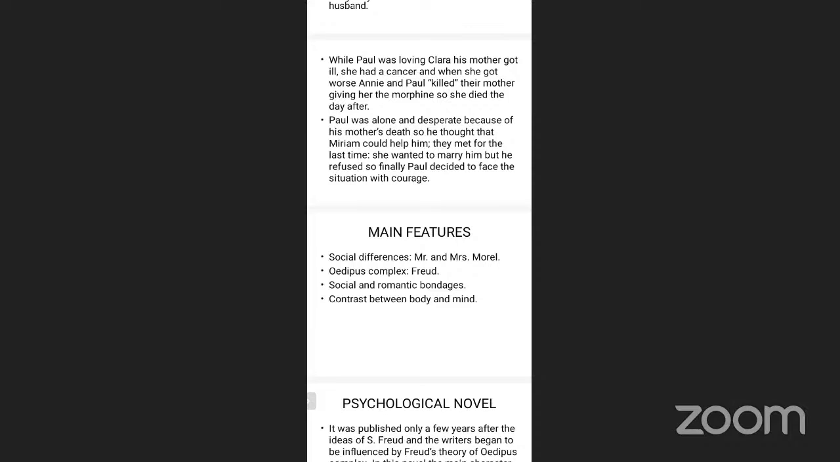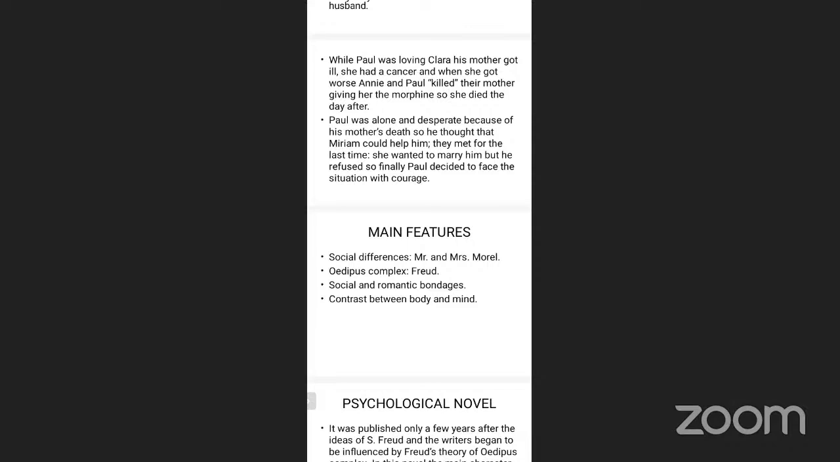And finally, when he refused and became alone, he tried to console himself that, no matter what has happened, let it be. I will again become strong and face the situation in a courageous way. So this was the story of that particular novel in a very brief way.